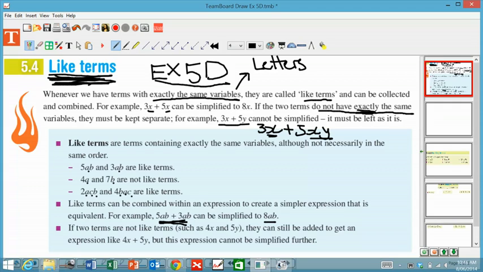If two terms are not like terms, such as 4x and 5y, they can still be added to get an expression like this, but you can't simplify that any further. You can't get 9xy, for example. Don't do it. Don't get 9xy if the letters are different in both of these. Hopefully I've made my point there. You can only add the numbers together if the letters are exactly the same.